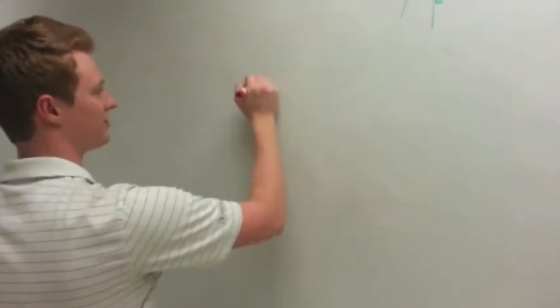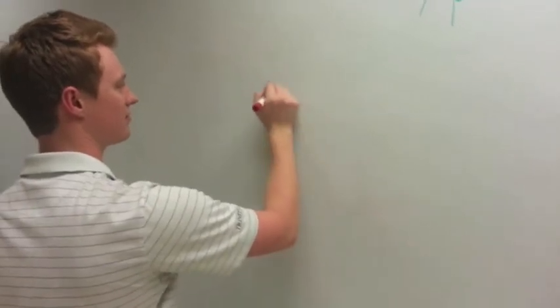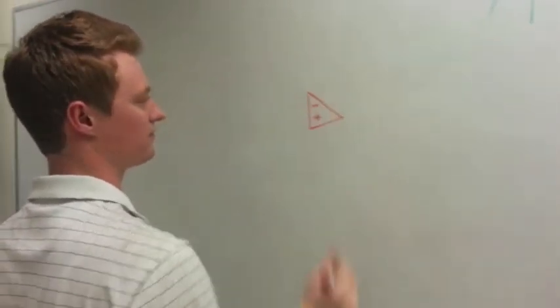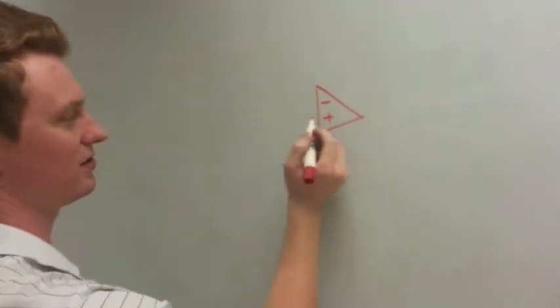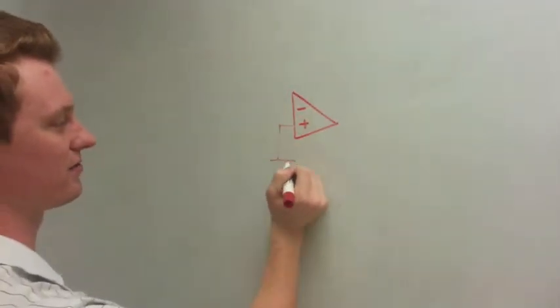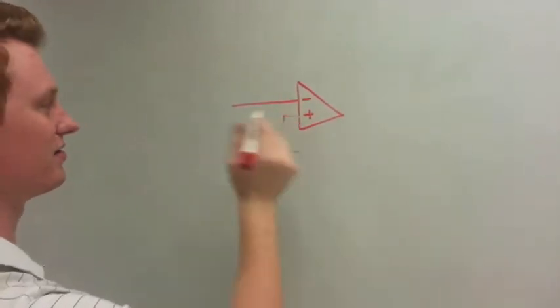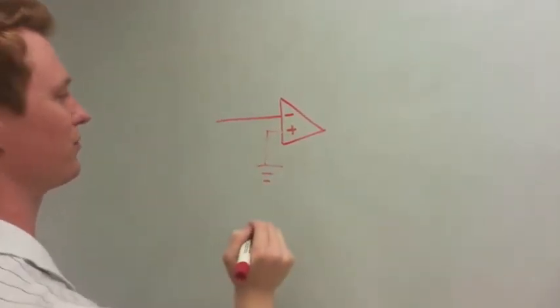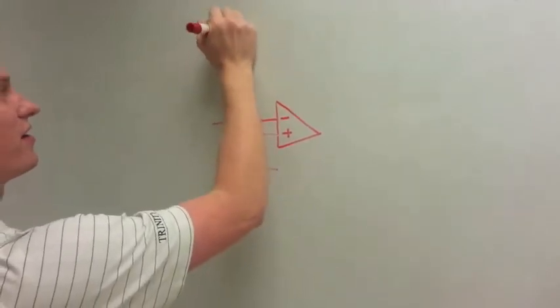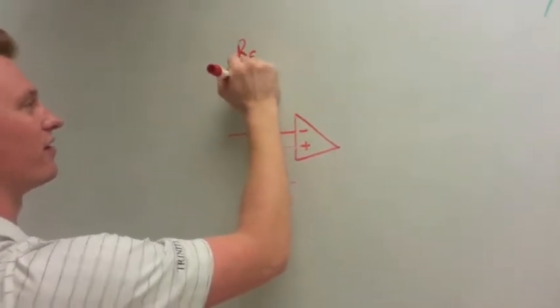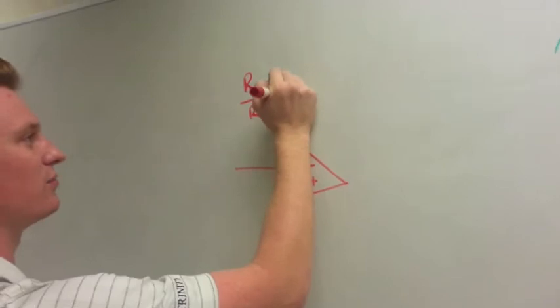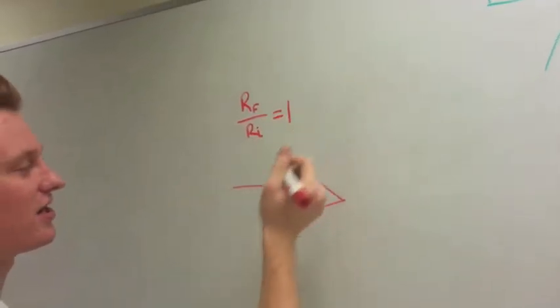So here's your op amp. You just ground the positive terminal. And then in order to get a gain of 1, you have to have a ratio of RF over RI equal to 1, which is your gain.